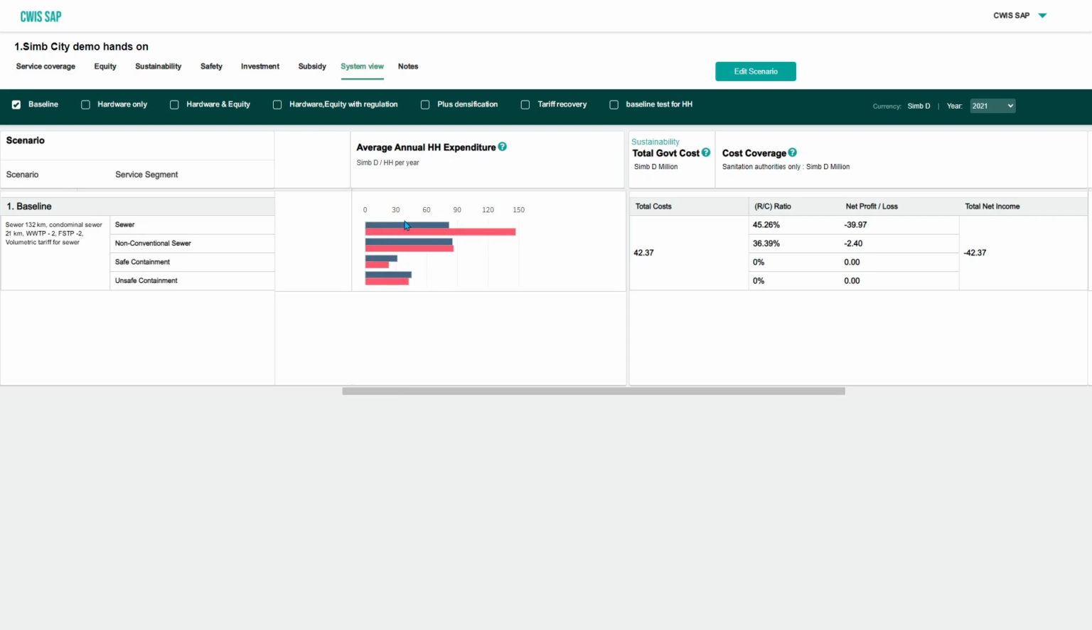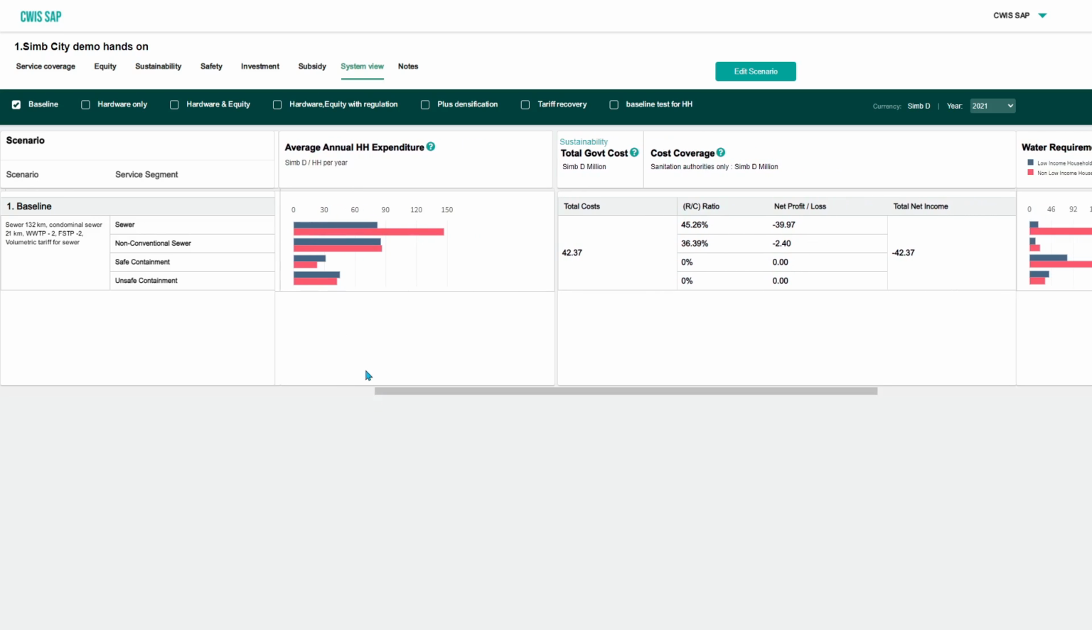To elaborate, in the conventional sewer, the price paid by the household is estimated based on the total revenue from the low-income households and the non-low-income household connections. The total revenue is computed as a product of the tariff per connection and the number of total connections for that type of connection. Either one of the revenue models would be applicable for a scenario.